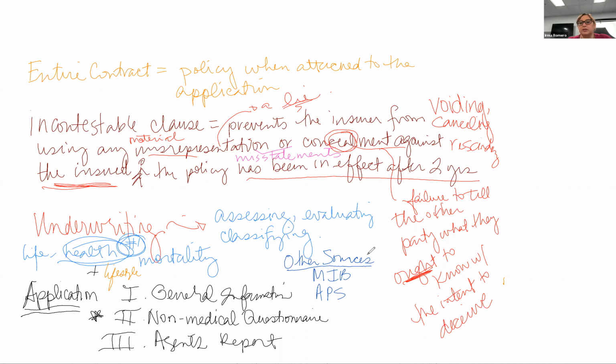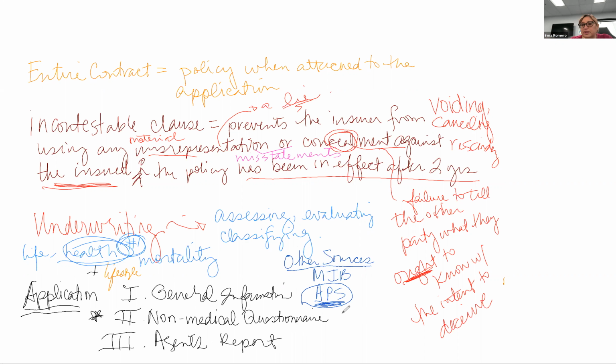The reason I'm bringing this up now is because I want to highlight another question. They may ask you something like this: all of the following are part of the application except. General information is part of it, the non-medical questionnaire, and the agent's report. What is not part of the application, but is another source of underwriting information, is the attending physician statement. The attending physician statement is your medical records, right?